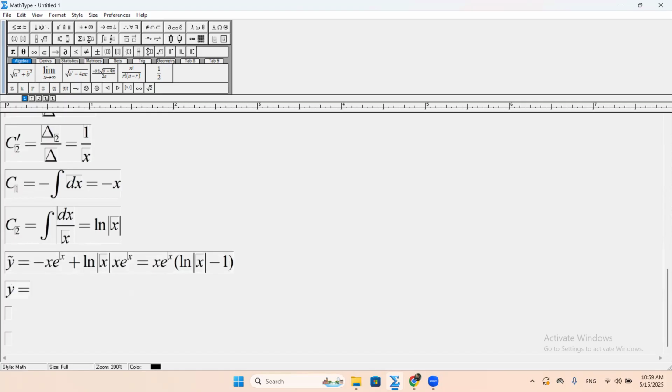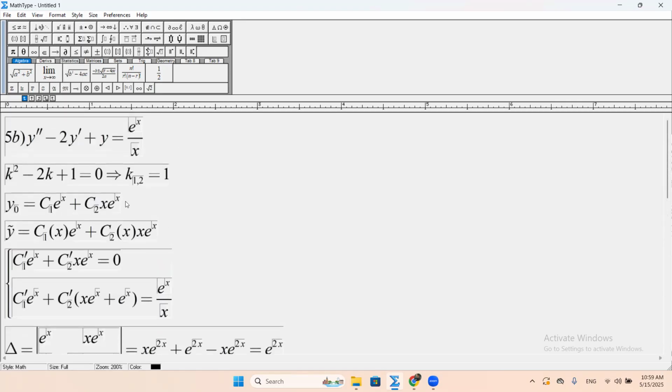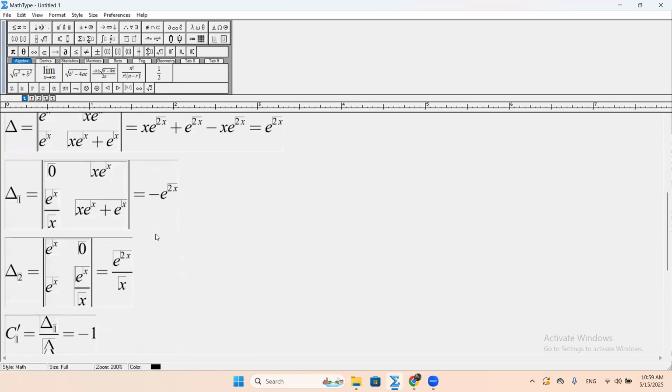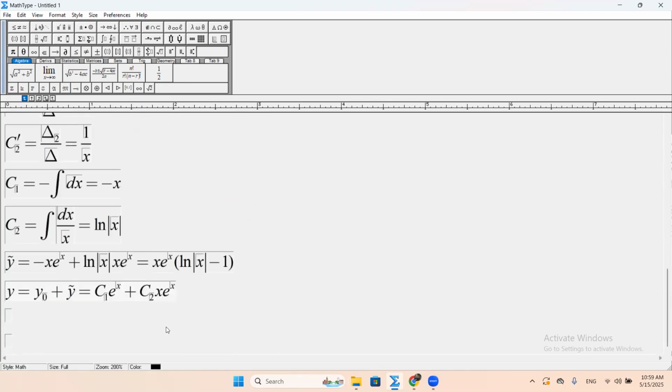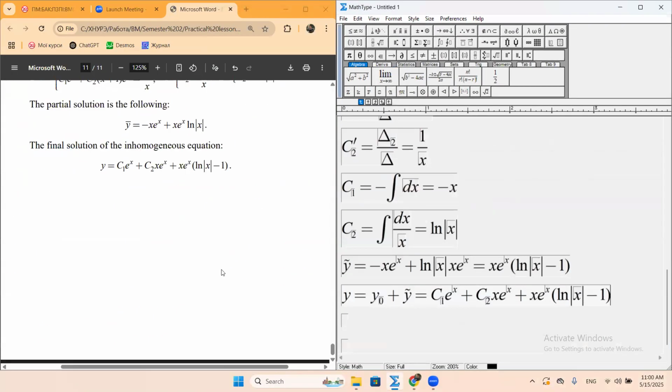And the final solution will be the general solution y0 plus y with wave. So it will be equal to C1 e to the power of x plus C2 x e to the power of x and plus this expression, x e to the power of x multiplied by the logarithm of module x minus 1. Let us check here. Yeah, actually the same answer.